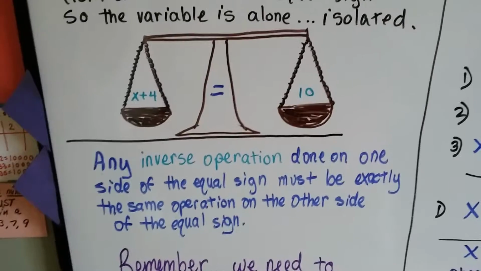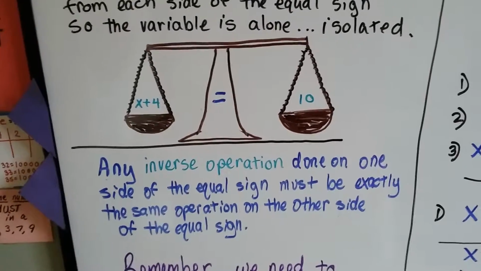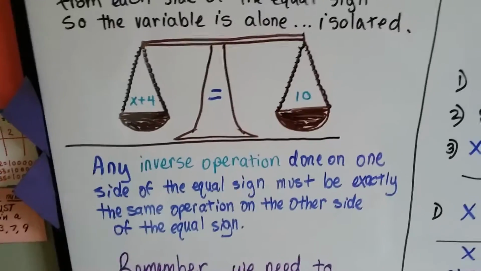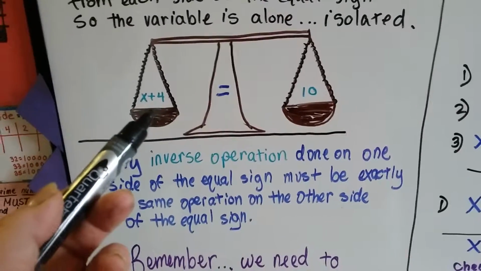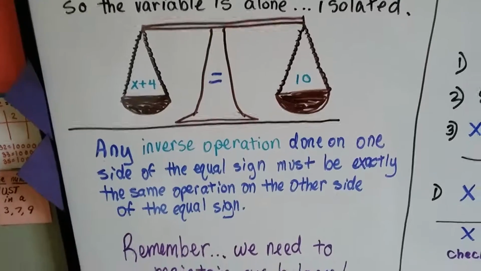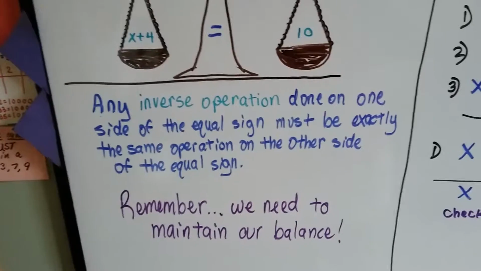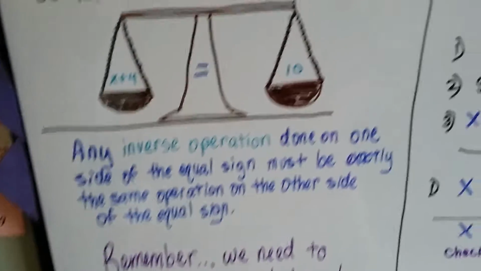So any inverse operation done on one side of the equal sign must be exactly the same operation on the other side of the equal sign. So if we subtract 4 from this side, we've got to subtract 4 from that side. We've got to keep it balanced, right? So just remember, maintain our balance.